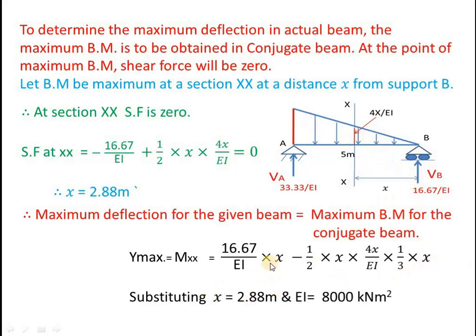So now if you substitute x equals 2.88 meter and the EI value, which we have simplified as 8000 kilonewton meter square, in this equation, you are going to get y maximum as 4.01 mm. This is the maximum deflection for the given beam.